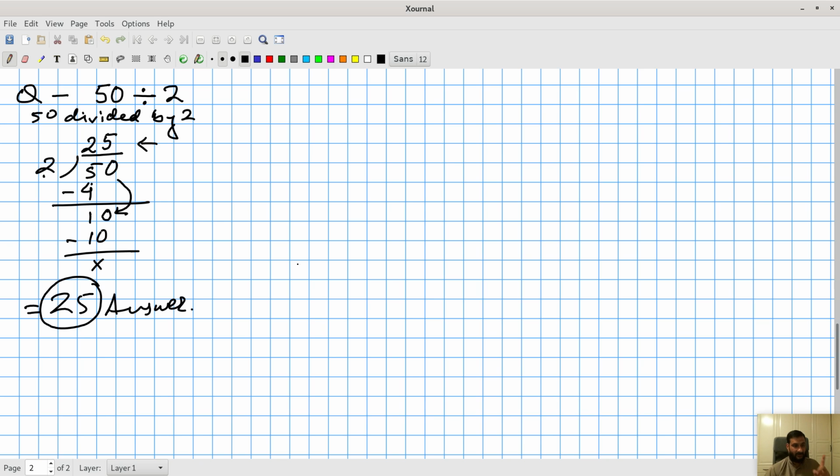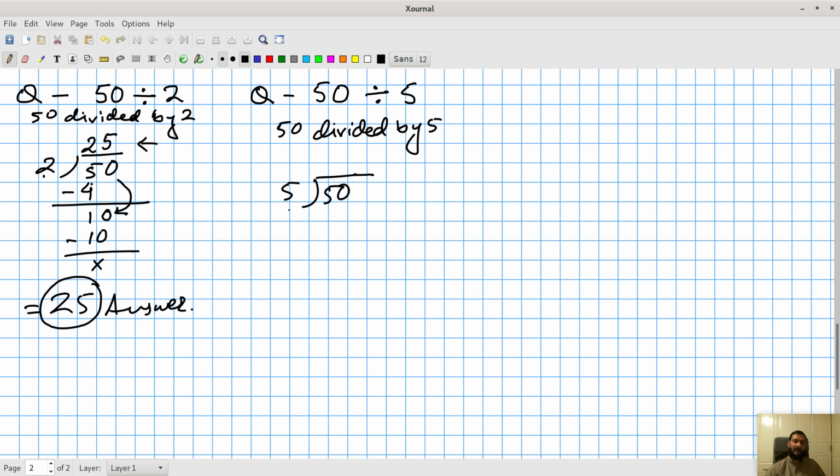This is the base of the problem. The problem I'm trying to show you comes now. 50 divided by 5. This is the problem. What happens now? So we write it as 50 divided by 5. We do that, 50 inside, 5 outside, right?